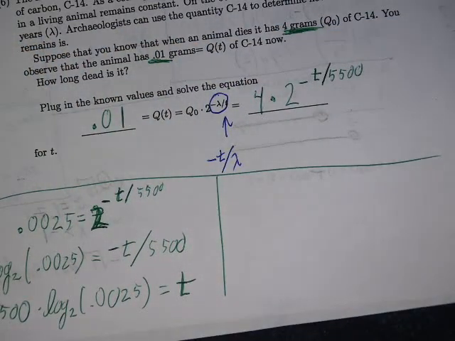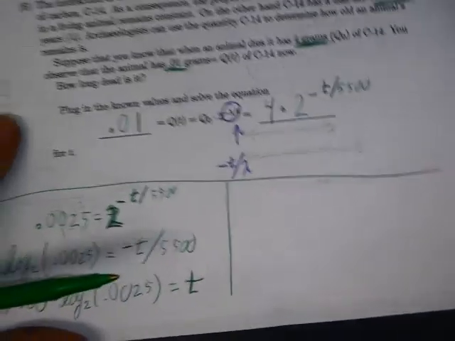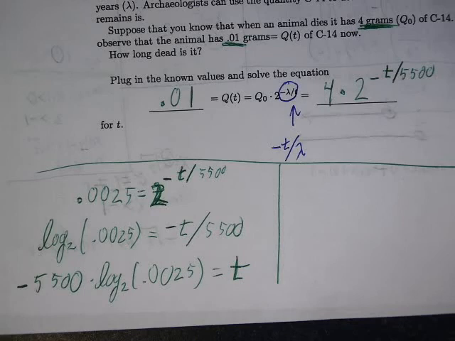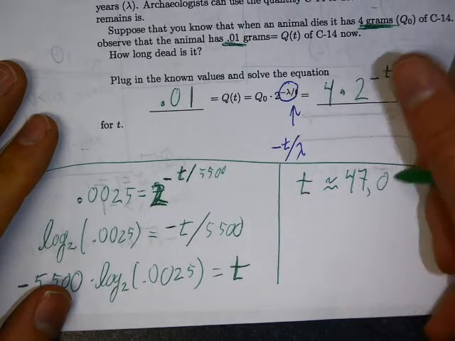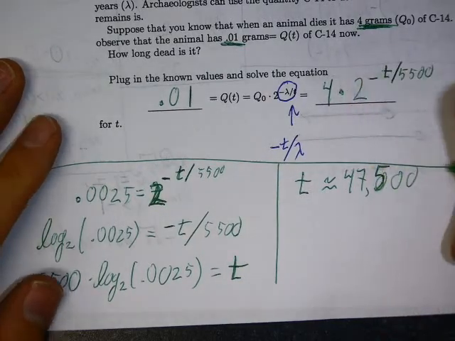Cool. So at this point, there's the same type of issue as before. Does that value for time look like it's negative? Is it really negative, though? No, because this thing inside of the log is something less than 1. So the log itself will be negative. Double negative becomes positive. And in the time that I've just stalled, what is negative 5500 times the log base 2 of 0.0025? 47,541. About.